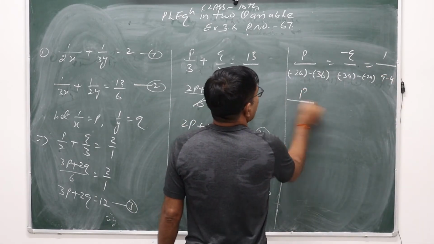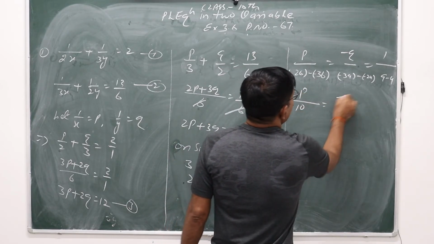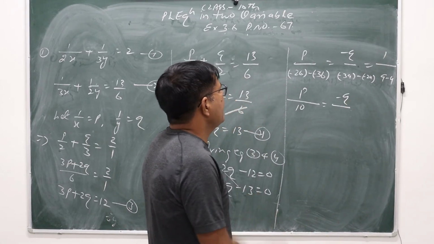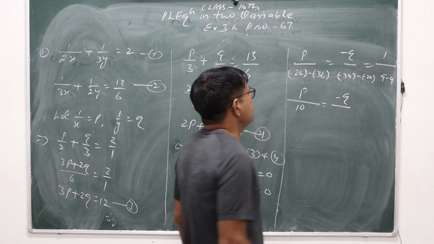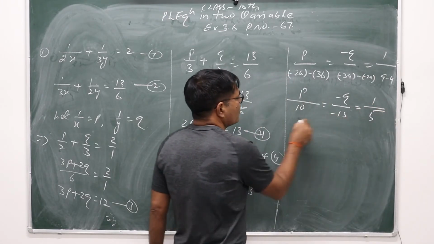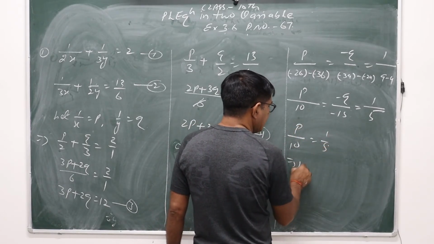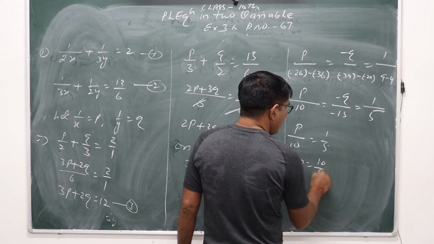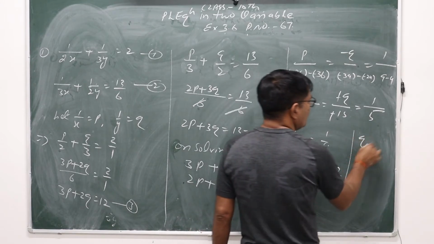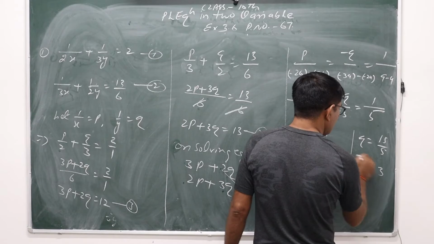So finally p upon minus 26 plus 36, that is plus 10, minus q upon minus 39 plus 24, that is minus 15, and 1 upon 5. Comparing the first with the last, p upon 10 is equal to 1 upon 5, which implies that p is equal to 10 upon 5, that is 2. And the second with the last, with minus minus plus, q is equal to 15 upon 5, so q will be equal to 3.